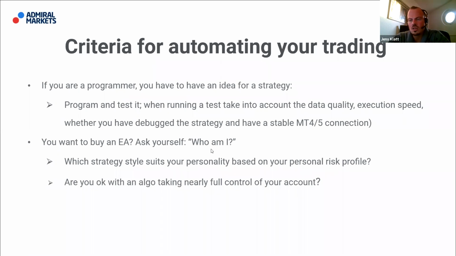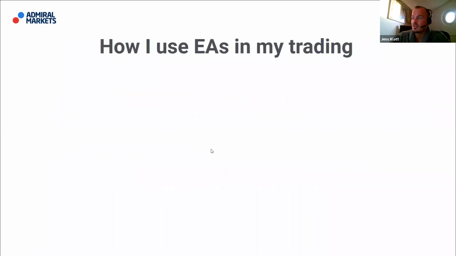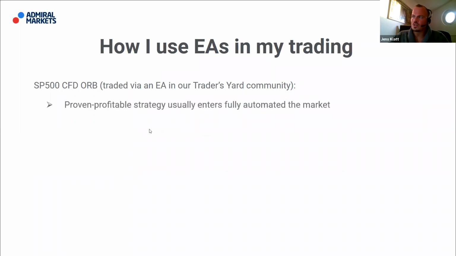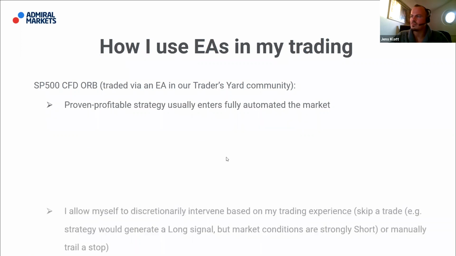Some people are just not familiar with it and don't really feel well giving up this control. If you're not that kind of guy, you will have trouble trading with an expert advisor, in fact. So now I want to answer the question of how I use EAs in my trading. Therefore, we look at the SP 500 CFD open range breakout. This is the system I'm also trading in our Traders Yard community. We know that it's already a proven profitable strategy, and this usually enters the market fully automated, okay?